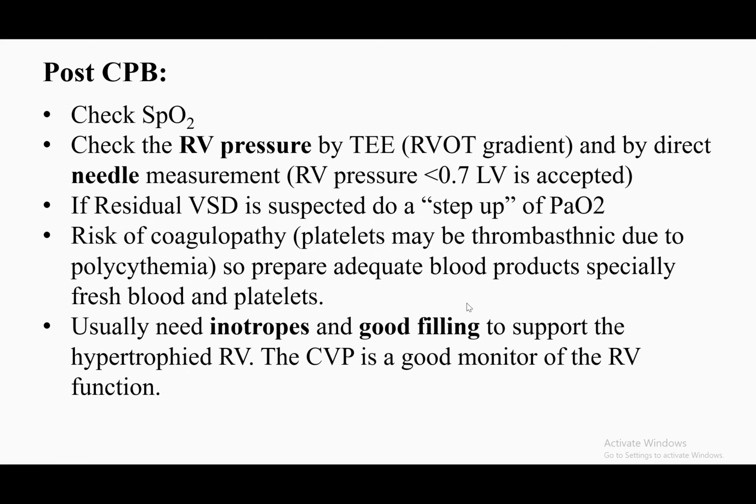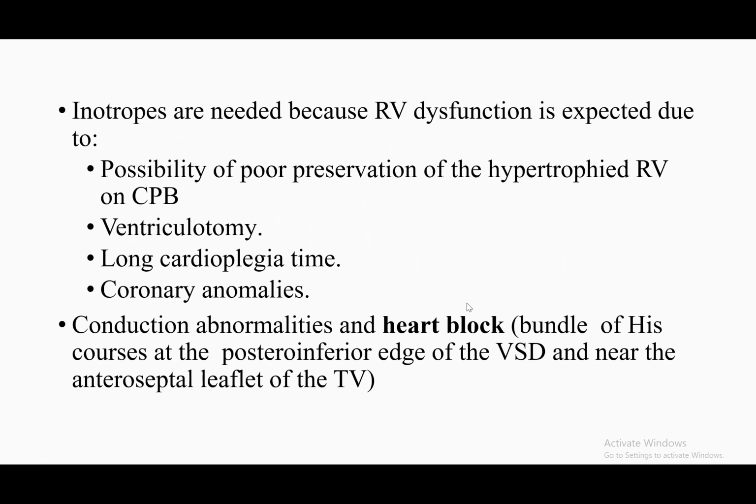Usually we need inotropes and good filling to support the hypertrophied RV. The CVP is a good monitor of the RV function. Inotropes are needed because RV dysfunction is expected, due to the possibility of poor preservation of the hypertrophied RV on cardiopulmonary bypass, ventriculotomy, the long cardioplegia time, and the coronary abnormalities.